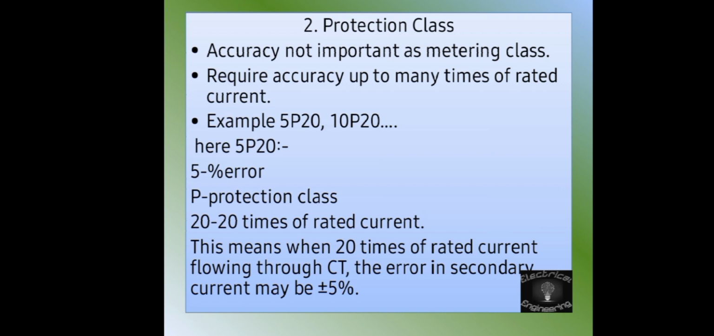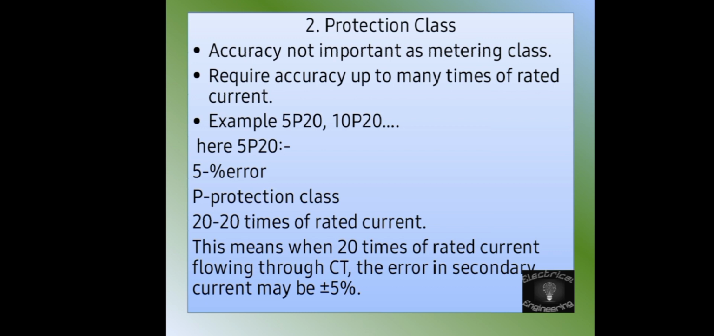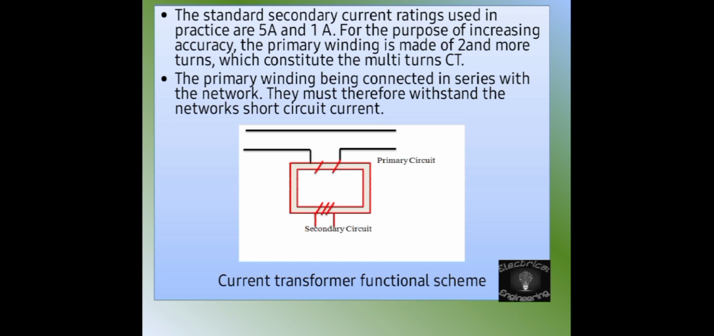For example, 5P20, 10P20. Here in 5P20, 5 indicates the percent of error, P indicates the protection class, and 20 means 20 times the rated current flowing through the CT, and the secondary can handle 5% error. A CT is connected in series with the network. They must therefore withstand the network short circuit current.